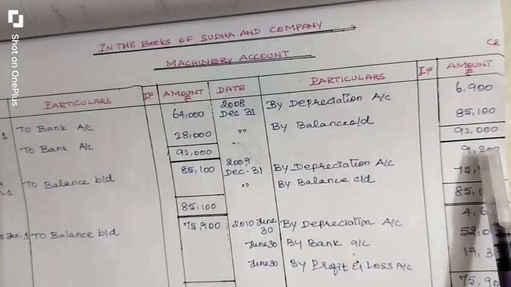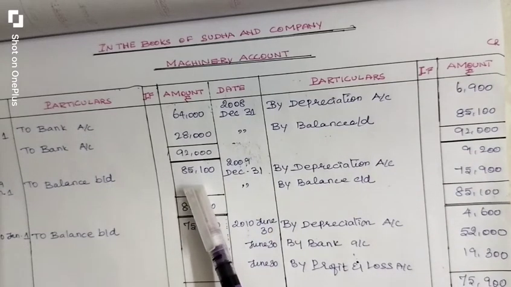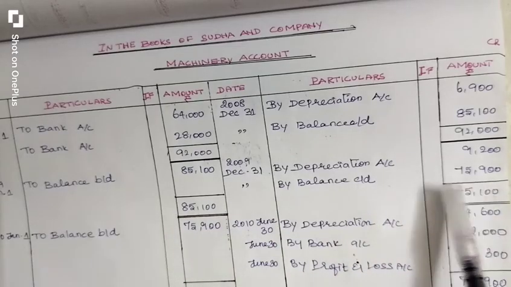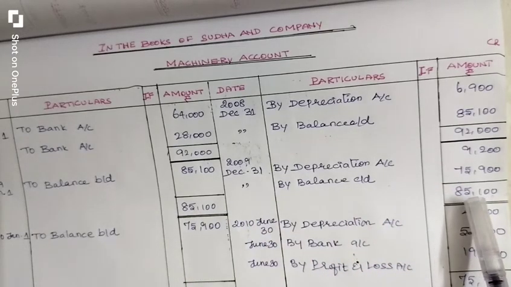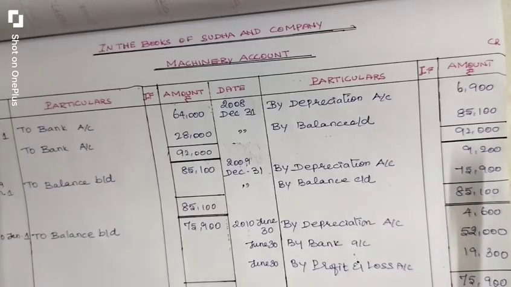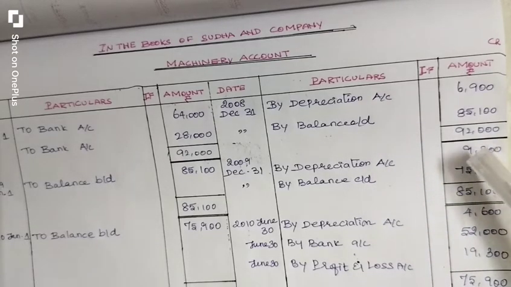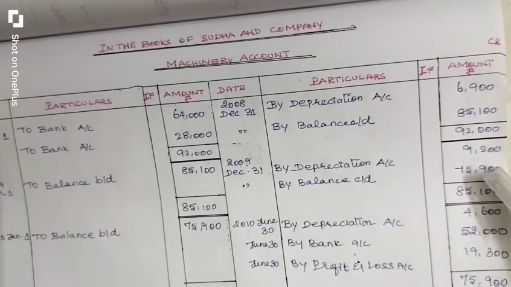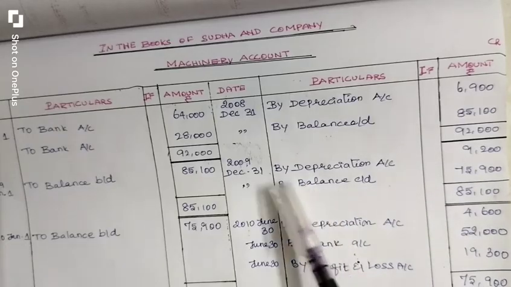Then which side has the higher value? Debit side has the higher value, that is 85,100. We have to enter it. We have considered it as a total. So we have to enter the total on both debit and credit side. We entered 85,100. Then we have to find the difference. So for that we have to subtract 9,200 from the total 85,100. We will get 75,900. This is the closing balance of the machinery account.